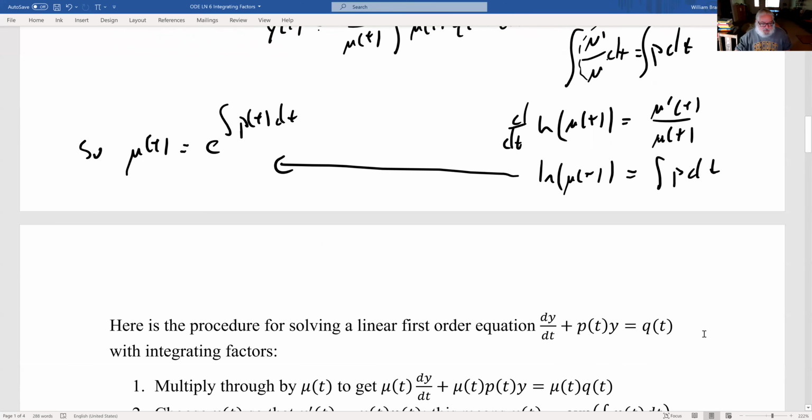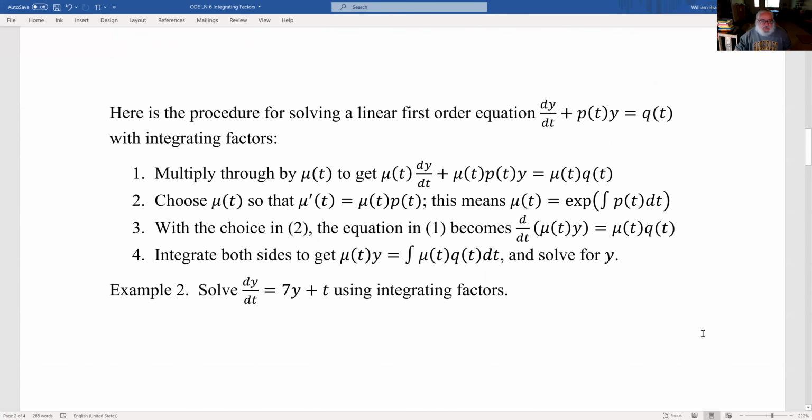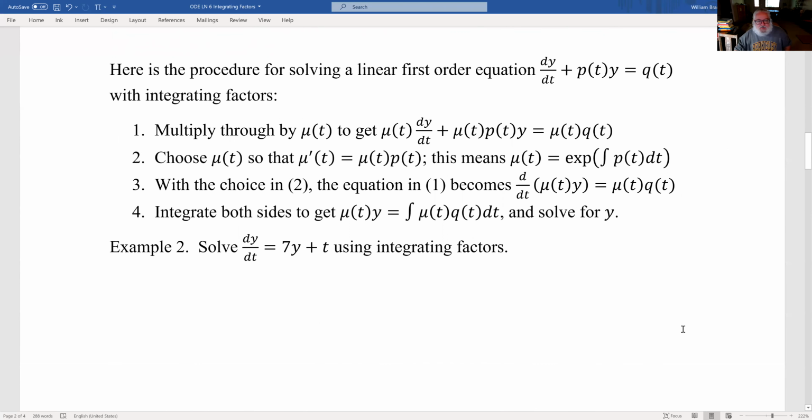So what's the actual procedure here? Multiply through by mu to get mu of t dy dt plus mu of t p of t y. There's a product rule statement. Choose mu of t so that mu prime of t equals mu of t p of t, or mu of t equals this. And then this equation becomes that equation, and then you integrate both sides and solve for y.